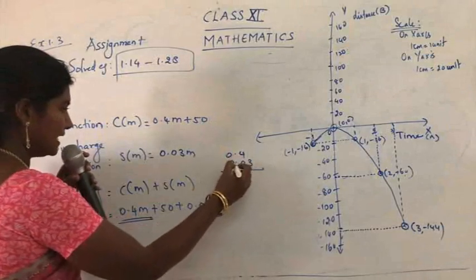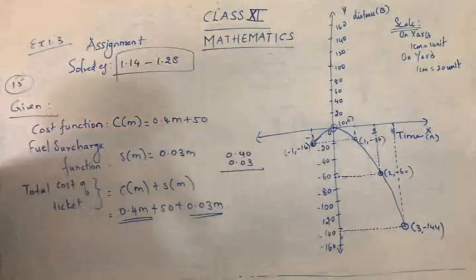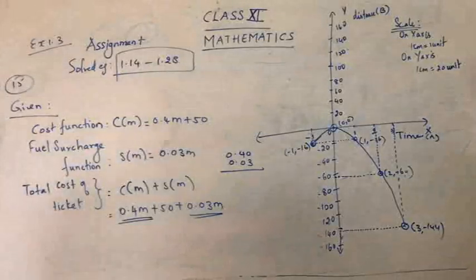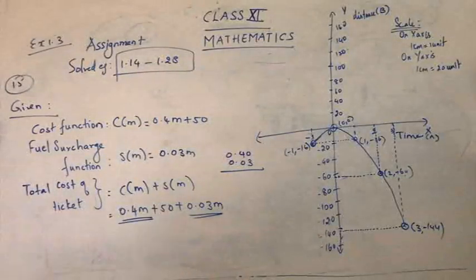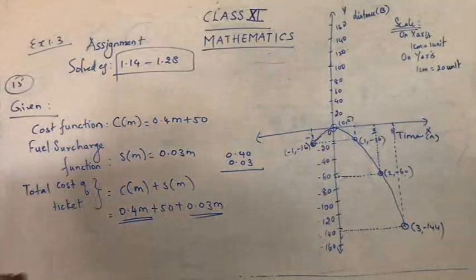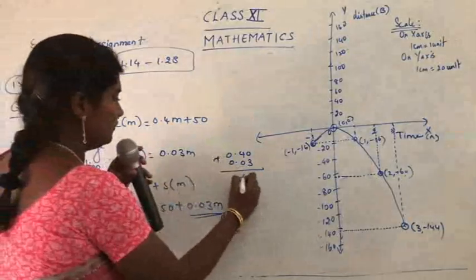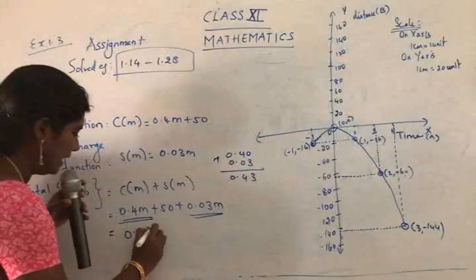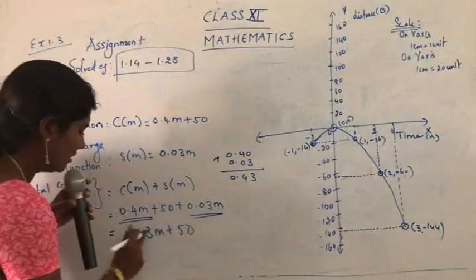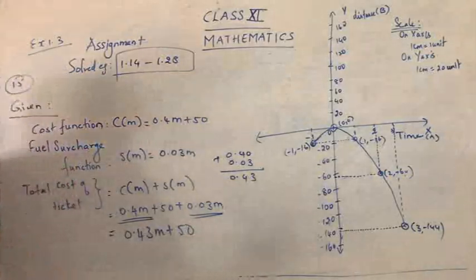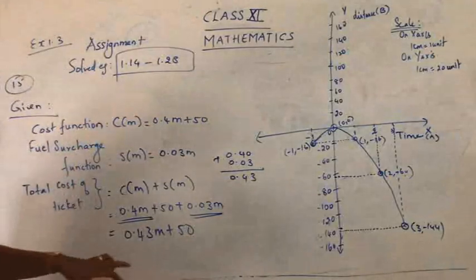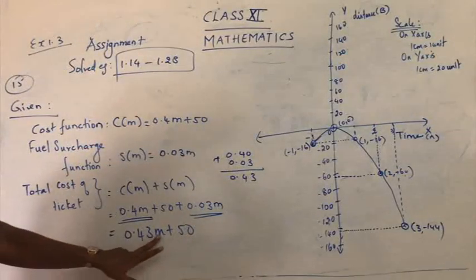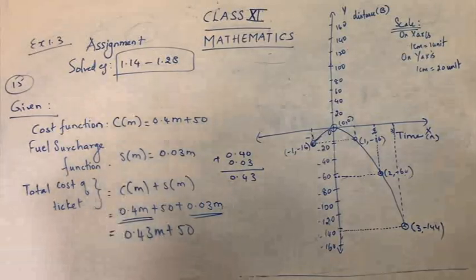You can just place it properly. If 4 is alone, it means the next number will be 0. So 0.40 plus 0.03, so it is 0.43 M plus 50. Do not add 43 and 50. That's totally different. Here it is with the variable: 0.43 M plus 50.